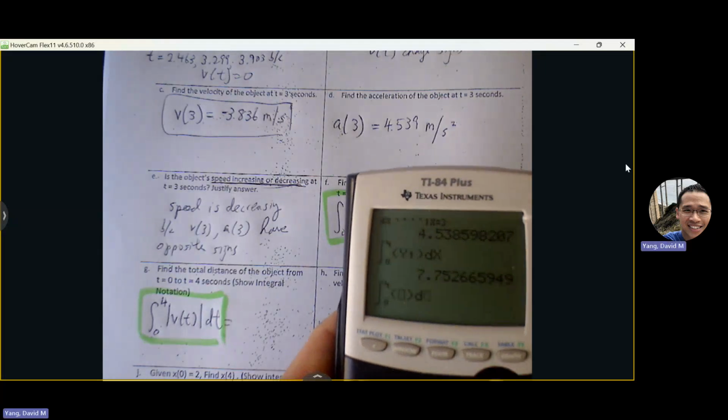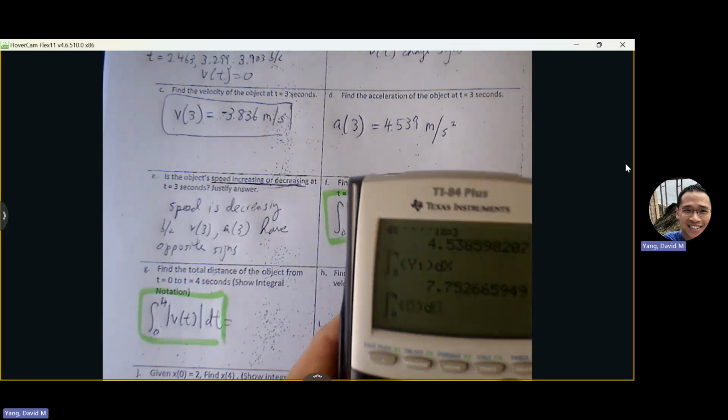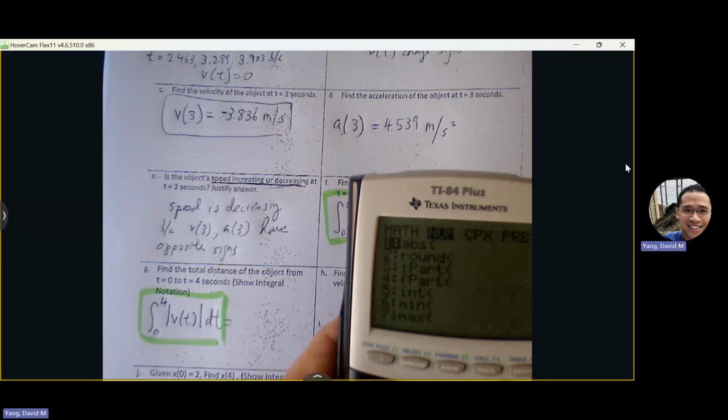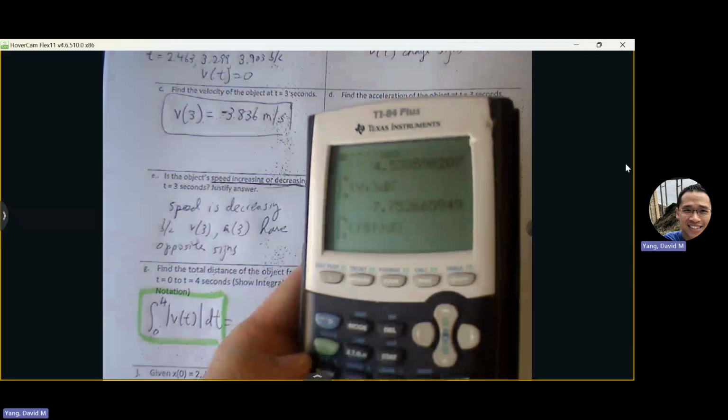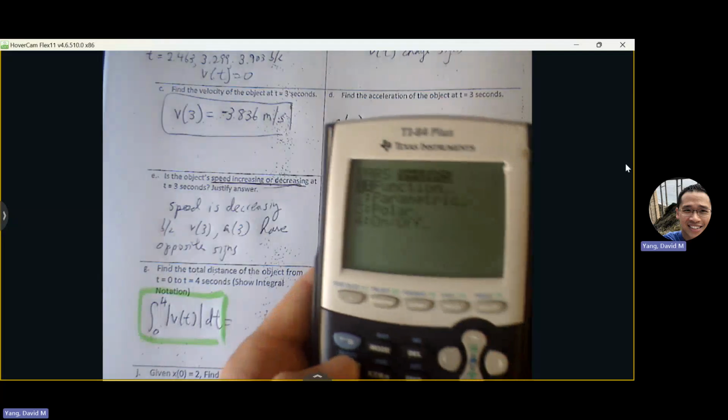There's the absolute value feature. Absolute value notation is math, number, ABS on the calculator there. Math, number, ABS, and you're only putting the absolute value around the velocity function, not around the entire integral.